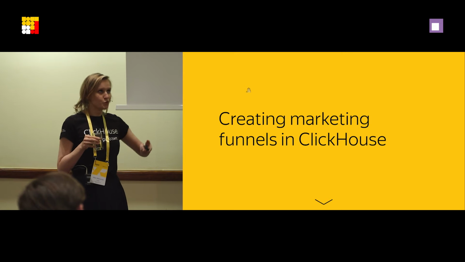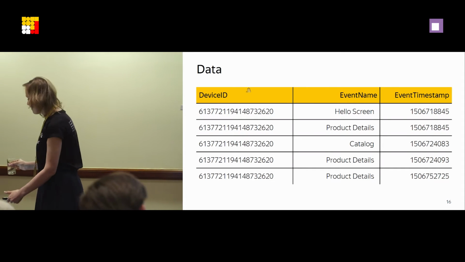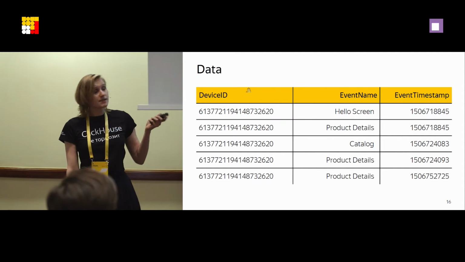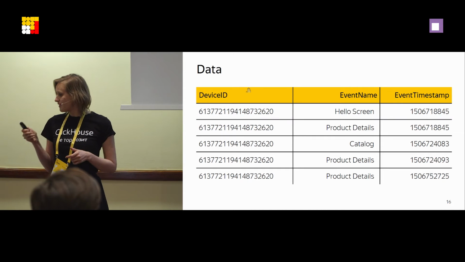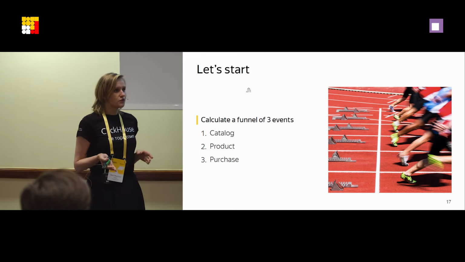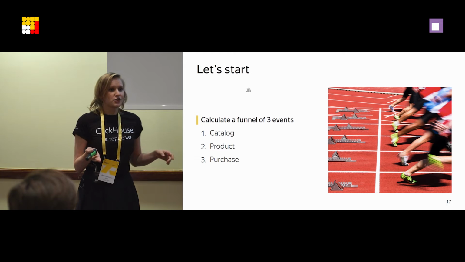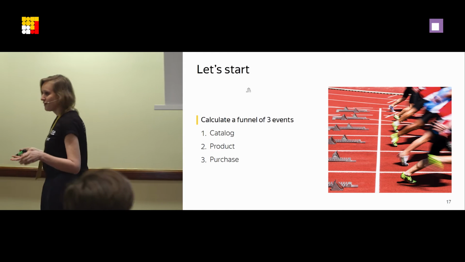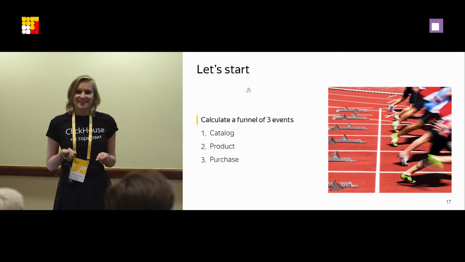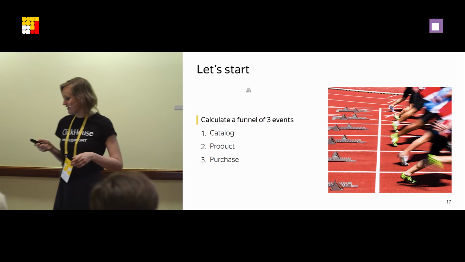So now we know what we will be calculating, and we can do it. Let's firstly look at the data we will be working with. So we have a device identifier and events, their names and timestamps. So let's start with a pretty easy task and calculate a funnel of just 3 events. It's catalog, product, and purchase. And at first I decided to use a straightforward approach. Maybe you have any ideas? What is the easiest way to calculate marketing funnels? Alex knows. No doubt Alex is right.